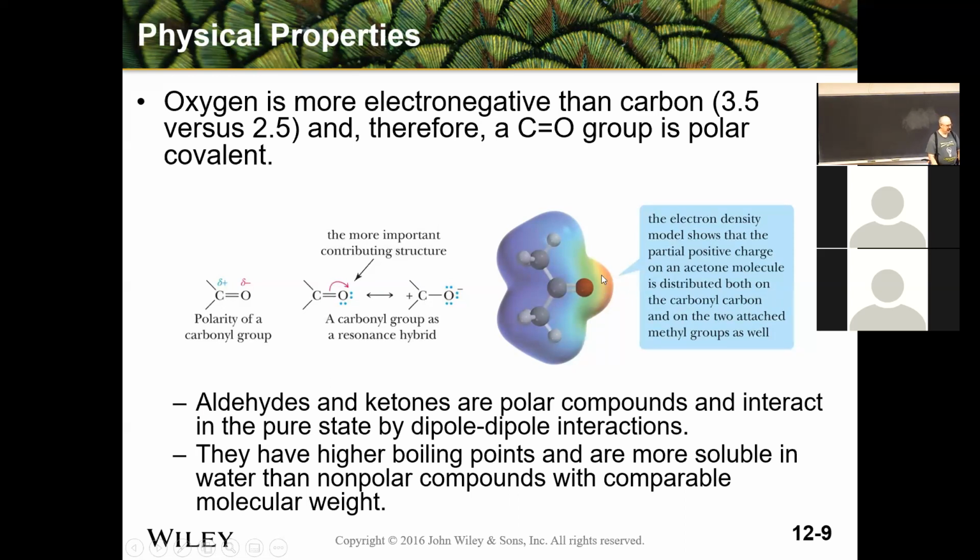Okay, in the electrostatic potential map, this is for acetone. Okay, the oxygen is electron dense. The carbon, though, is color-coded in blue, so it's electron poor, or partially positive. Okay, the dominant intermolecular interaction between aldehydes and ketones is dipole-dipole interactions. As a result, these compounds have higher boiling points and are more soluble in water than nonpolar compounds with comparable molecular weight.